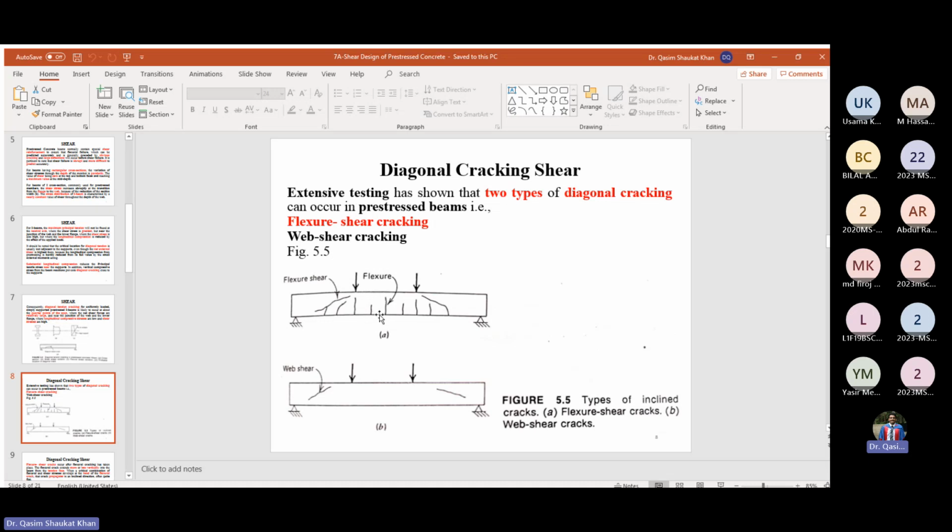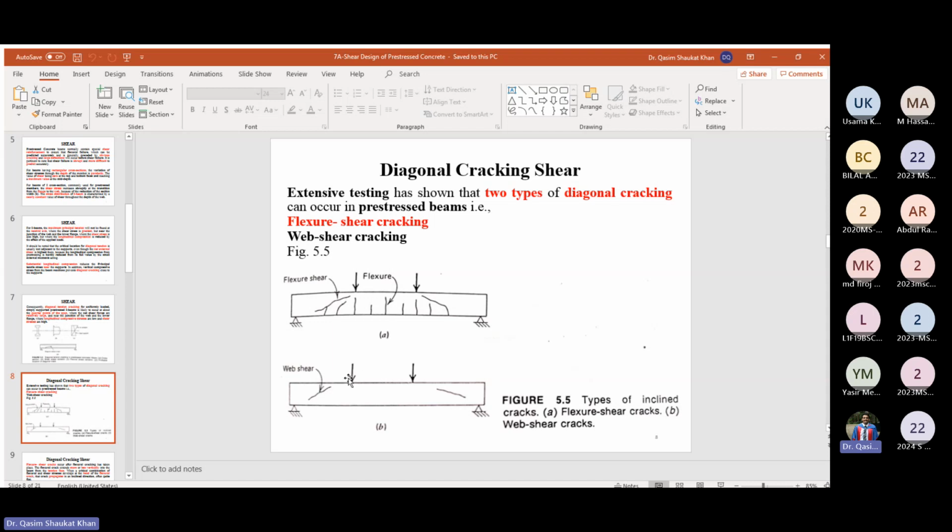So the flexure cracks will appear once the tensile stresses exceed the modulus of rupture. Once the flexure stresses become greater than the modulus of rupture, the flexural cracks, which are almost vertical, will originate from the tension side and move almost vertically towards the compression side.